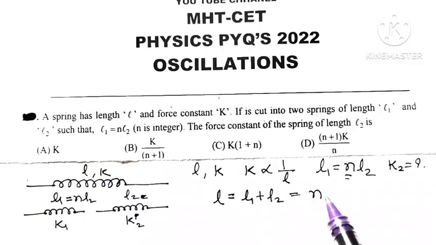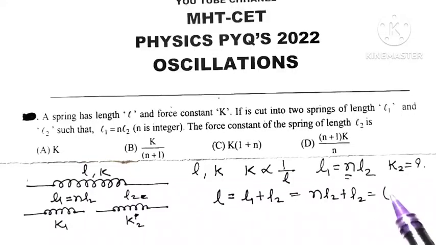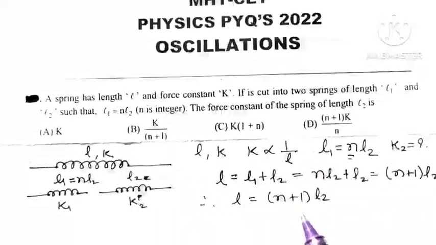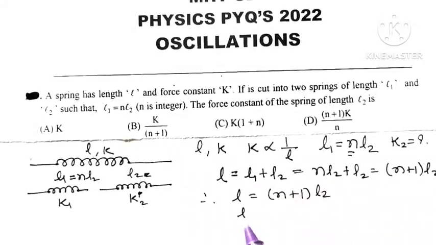L1 is equal to N times L2, plus L2, and we can take N plus 1 since L2 is common. Therefore, L is equal to N plus 1 into L2. Therefore, L divided by L2 is equal to N plus 1.